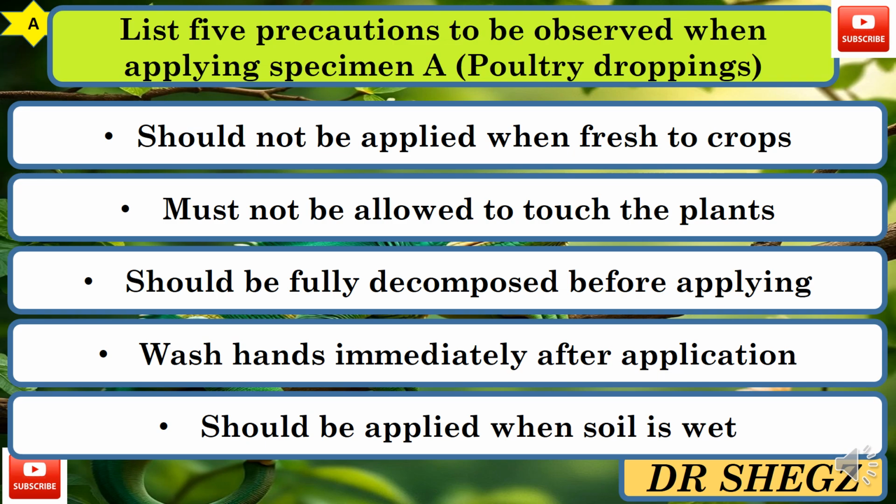List 5 precautions to be observed when applying specimen A. It should not be applied when fresh to crops, must not be allowed to touch the plants, should be fully decomposed before applying, must wash hands immediately after application, and should be applied when soil is wet. Please feel free to pause the video anytime because I need to rush through it so that we can cover all of the different specimens that we're given.